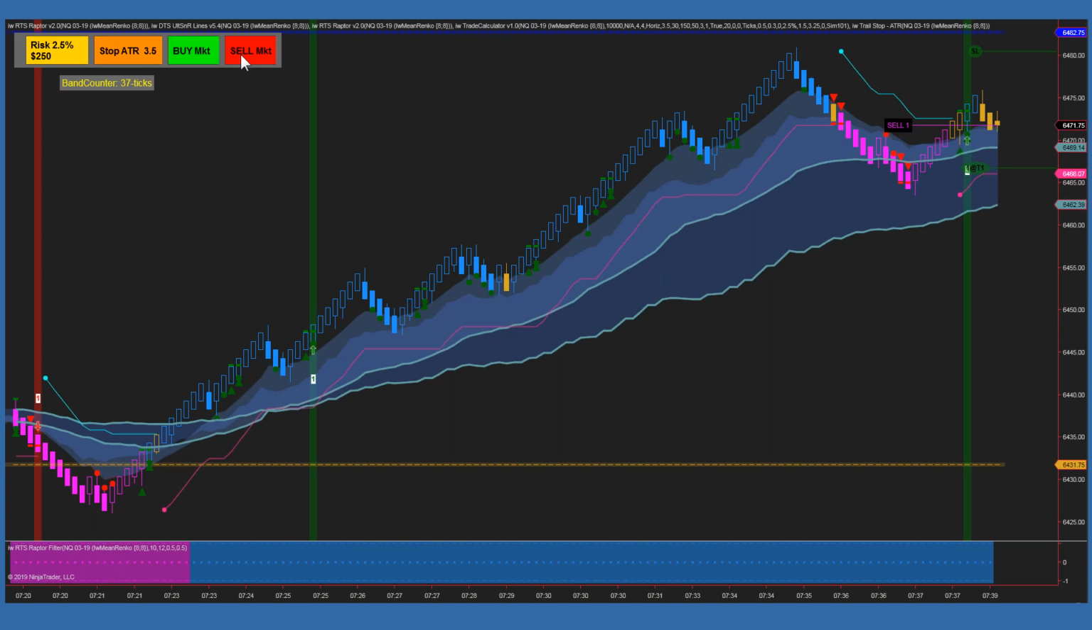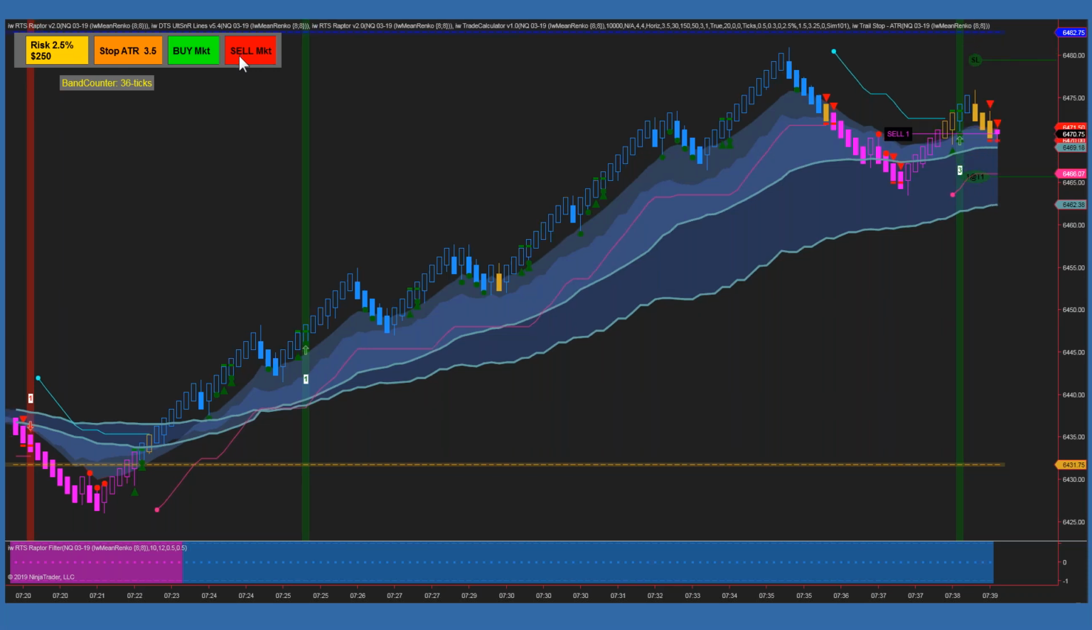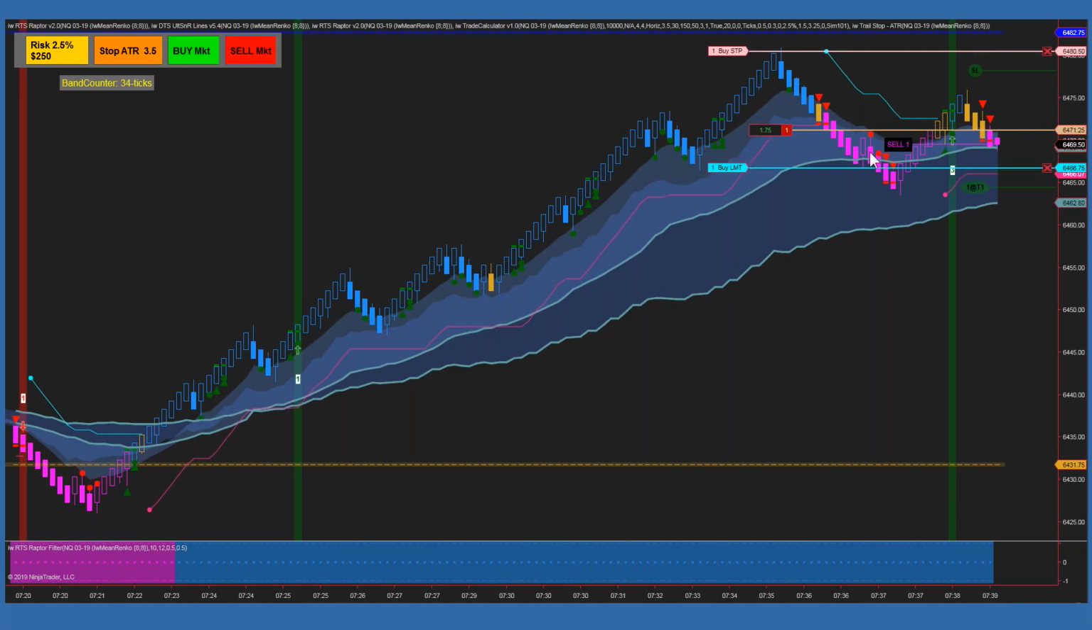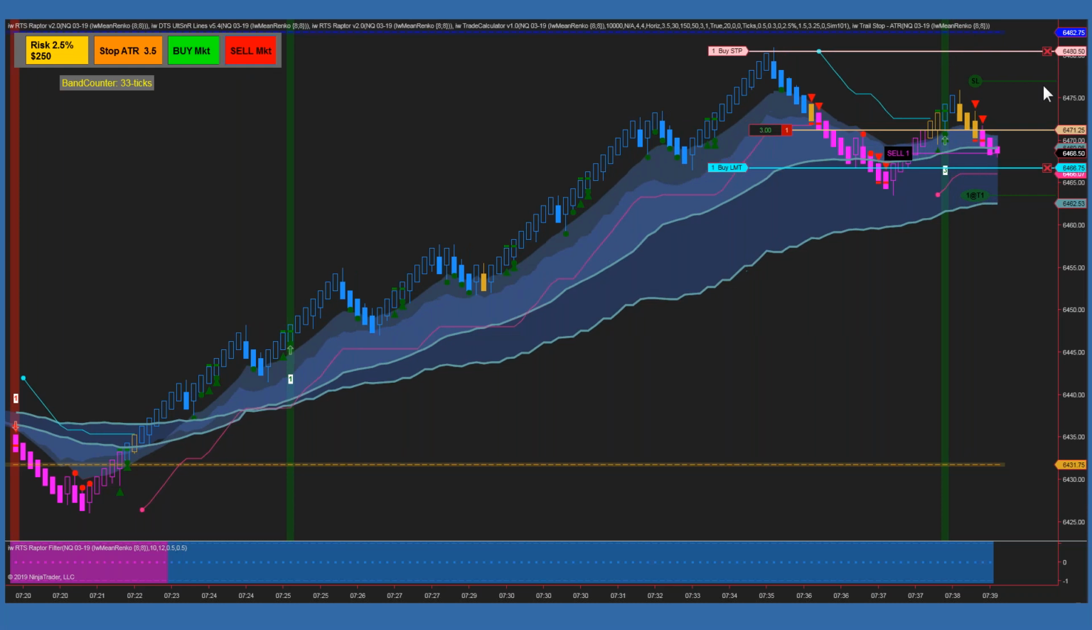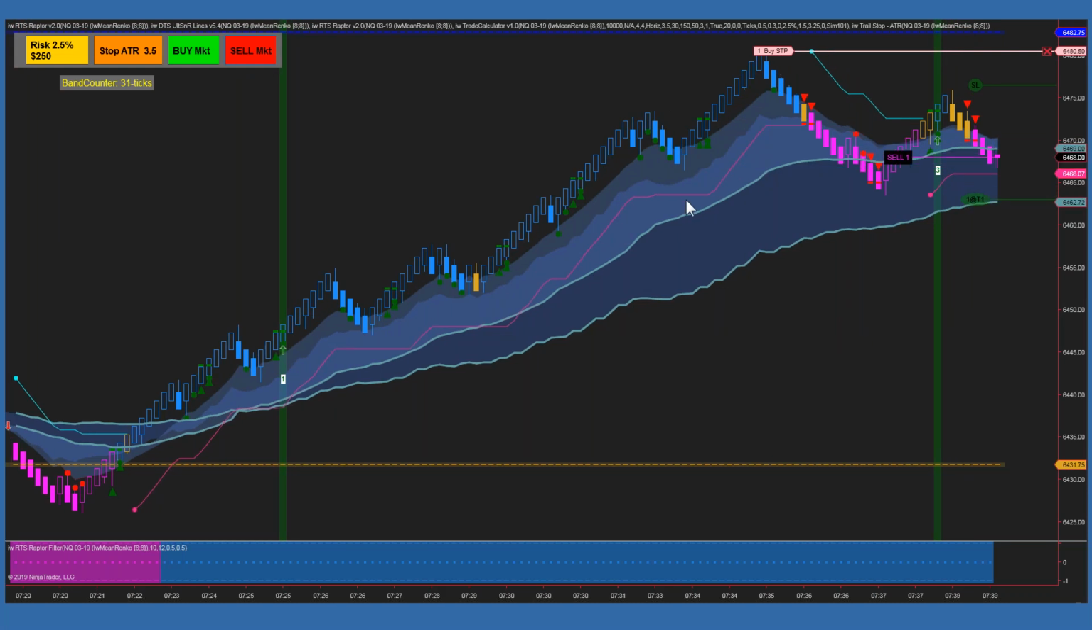Where's that warning dot? There it is. All right, so this is now my number two signal. I am in, just a touch early. Stops stay above the high. And we got our quick little move lower there.